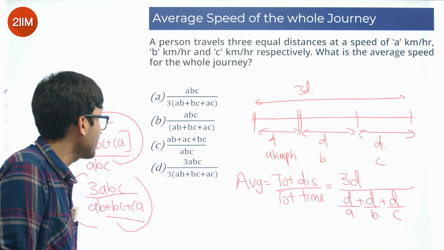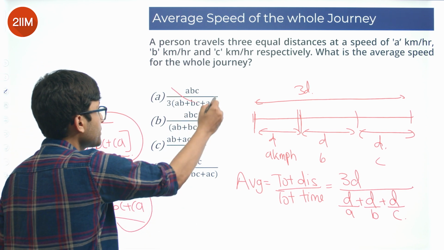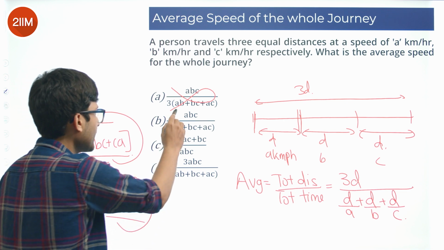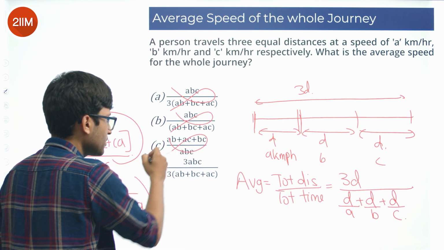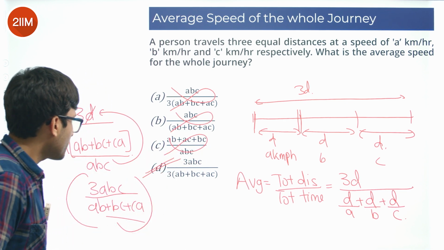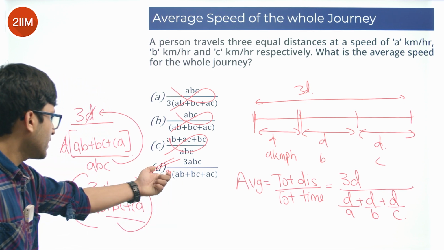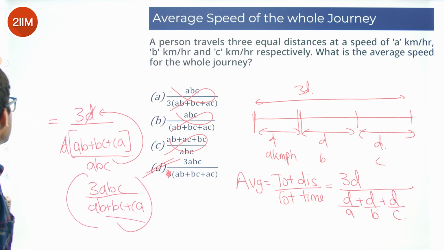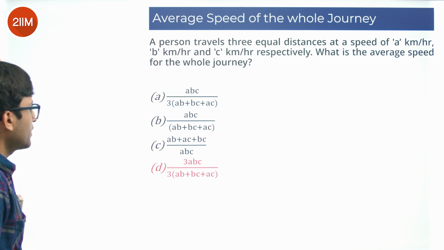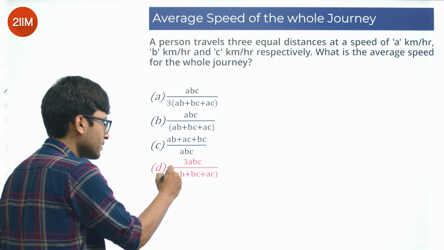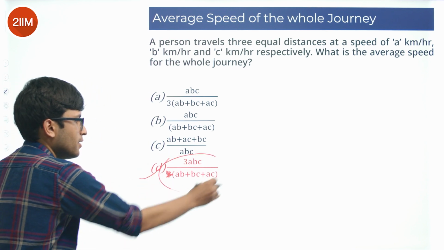Let's see whether we are having this option. First option is not the same. Second option is also not the same. Third option is also not the same. Wow, fourth option is the same, except there is an extra 3, which is not the answer. There is this, this would be my answer. Let us check. Yeah, this is my answer. This 3 is extra, but this is my answer.